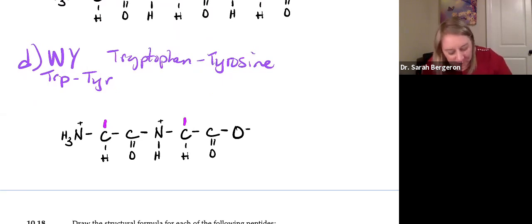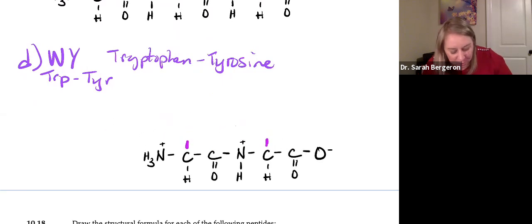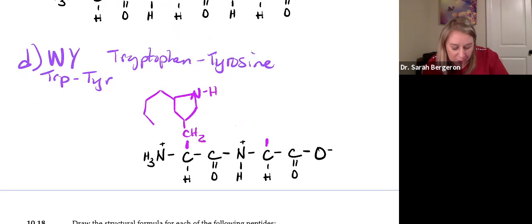So my tryptophan trips me up to draw too. It's kind of big to draw, but it's that house, right? So it's your CH2, and then you have the house, right? And the house nitrogen here with hydrogen, and then the side of the house is attached to a benzene ring. Okay, so that is tryptophan, kind of trippy to draw. Oh, and you got a double bond there. Don't forget to double bond.